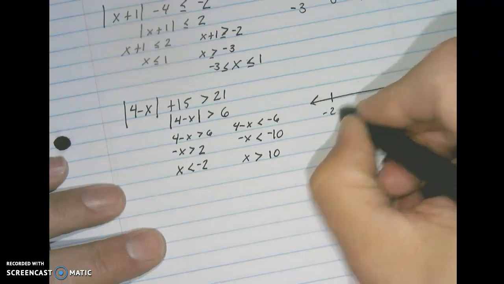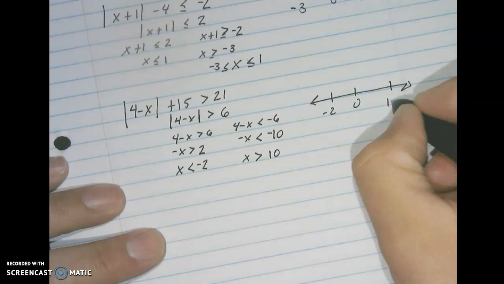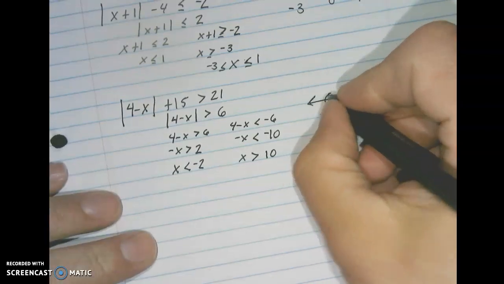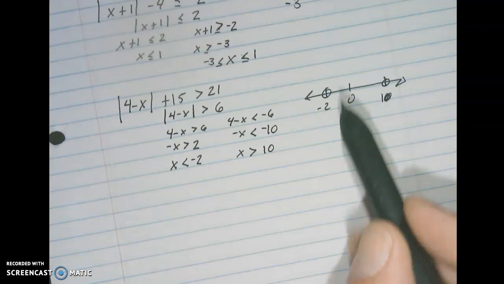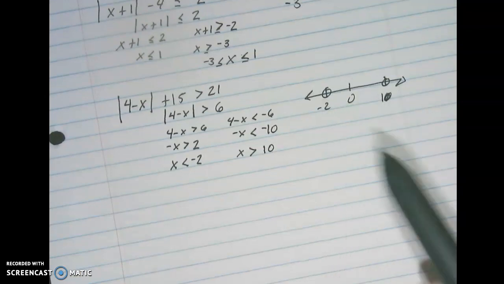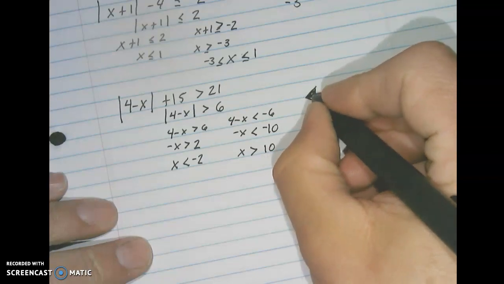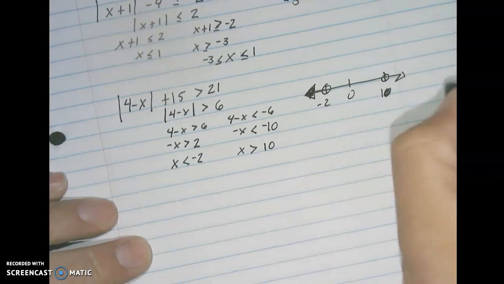So then if I come to here, I'm here at -2, here's 0, here's 10. Open or closed dots? Which way does it go on -2? Left. How about on the 10?